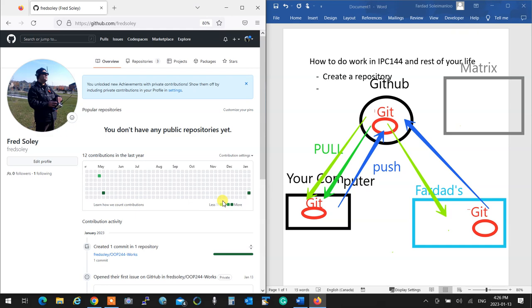Now, if you have three computers, or if you are on Matrix, you create another key, private key and public key on Matrix, and you copy that public key on GitHub too. So on GitHub, you have two slots, two doors to enter. One Matrix can come in, the other one, your computer can come in.